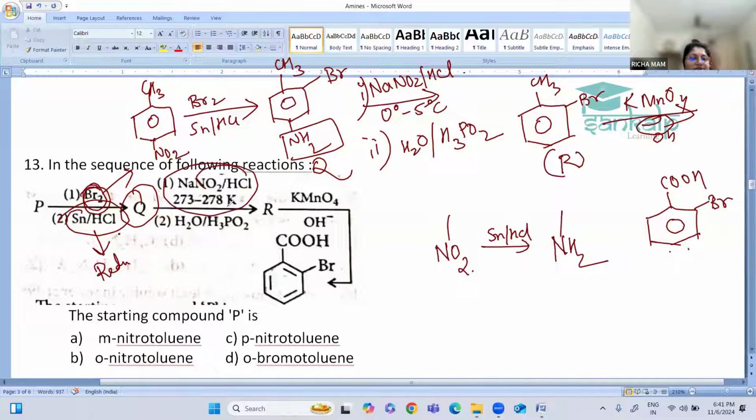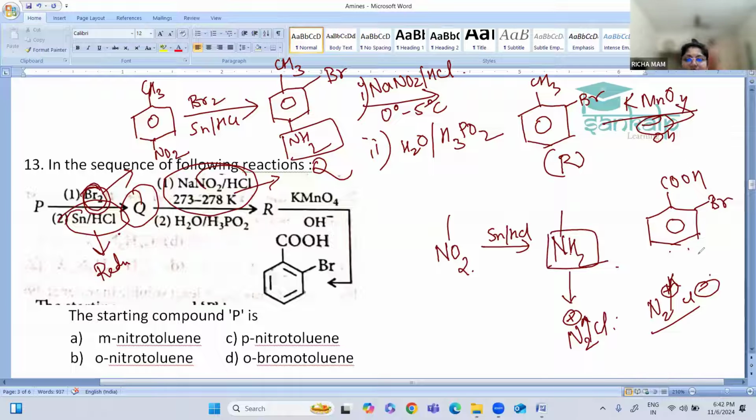Then NaNO2 in the presence of HCl is used for diazotization. We are doing diazotization on aniline. So what will happen to the aniline group? It will escape as N2Cl, so N2 plus and Cl minus. Your N2 gas will be liberated, nitrogen will escape, and this group will disappear.